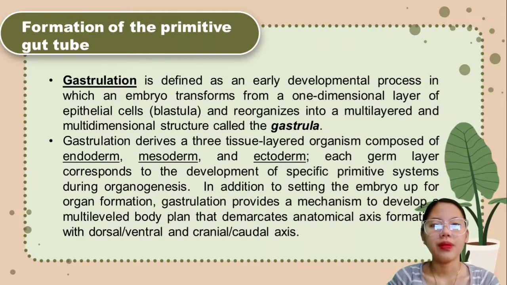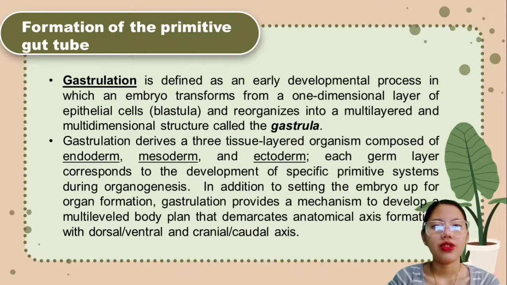So, formation of the primitive gut tube. Gastrulation is defined as an early developmental process in which an embryo transforms from a one-dimensional layer, or blastula, and reorganizes into a multi-layered and multi-dimensional structure called the gastrula. Gastrulation derives a three-tissue-layered organism composed of endoderm, mesoderm, and ectoderm. Each germ layer corresponds to the development of specific primitive systems during organogenesis.